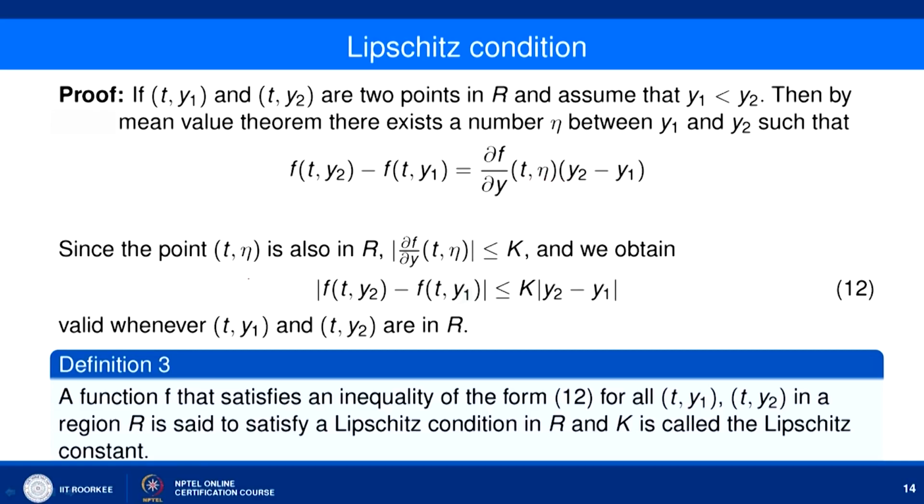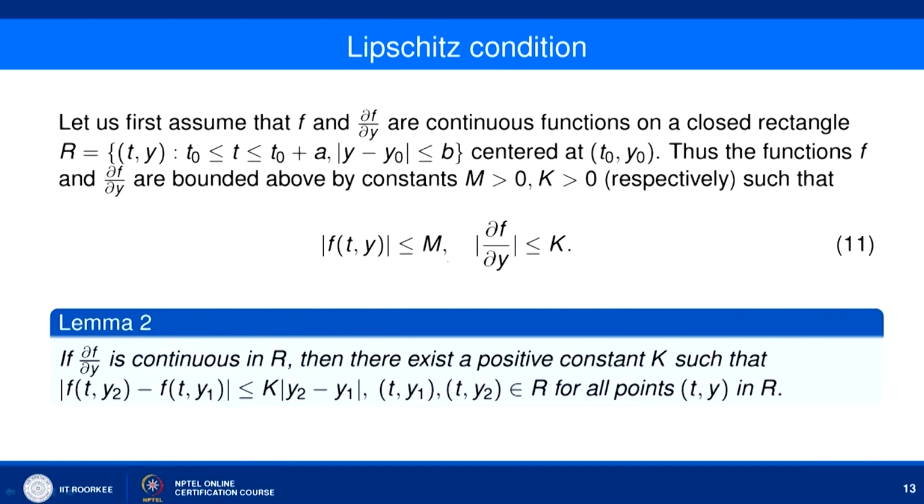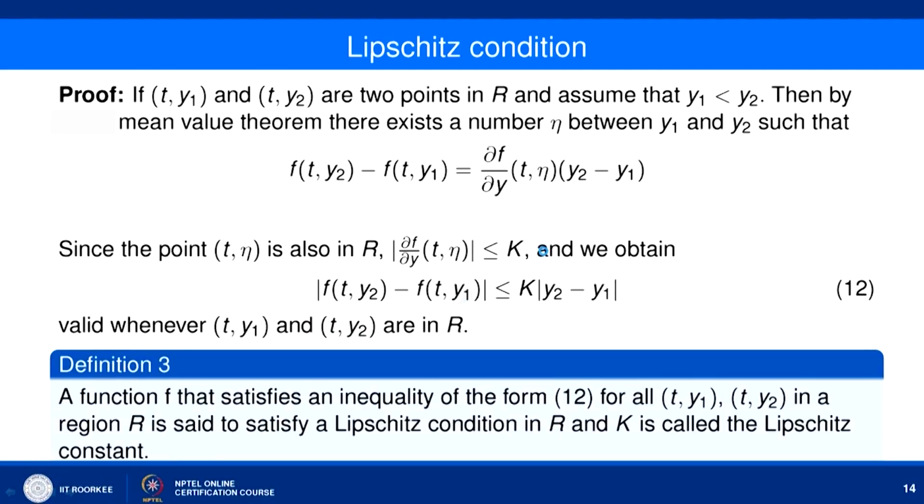And we can say that since the point (t, η) is also in R, del f by del y at this point (t, η) is bounded by this k that we have already assumed. Here we assume that modulus of del f by del y is less than or equal to k. So, it is true for all (t, y) in this rectangle R. In particular it is also true for this (t, η). So, del f by del y at the point (t, η) is also bounded by k.